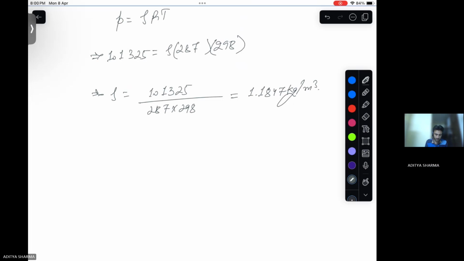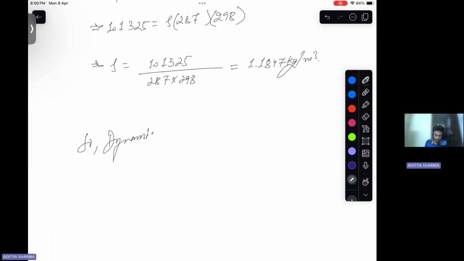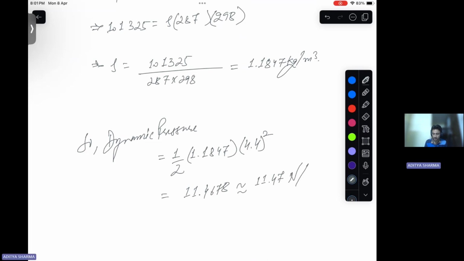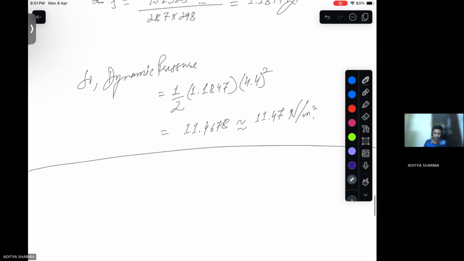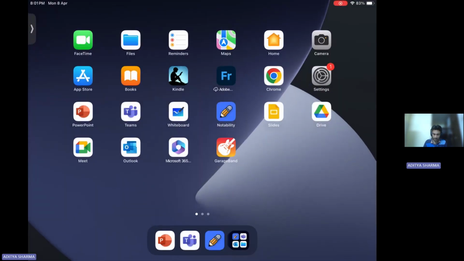So in that case, the dynamic pressure is half of 1.1847 times 4.4 square, which is 11.4678, so 11.47 Newton per meter square, right? So this was our last question of today's session, right?